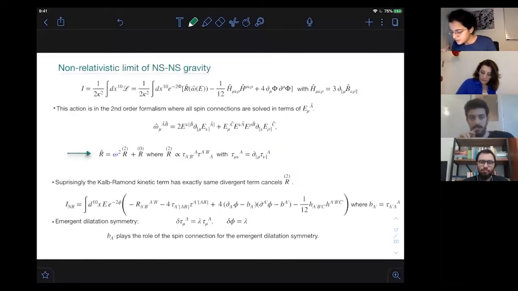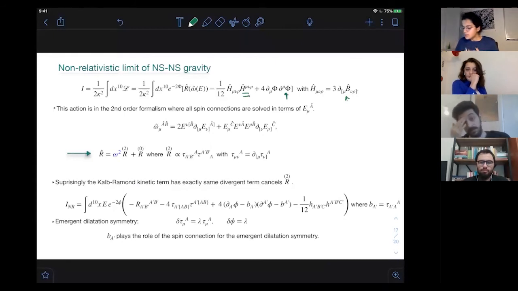Let me try to speed up. So I just start with the supergravity action, only I see gravity, Kalb-Ramond field H, as defined here, and some dilaton kinetic term. And this action is in second order formalism. I don't even know whether there is a first order formalism for this action. So second order formalism, which means that the spin connections are solved for.